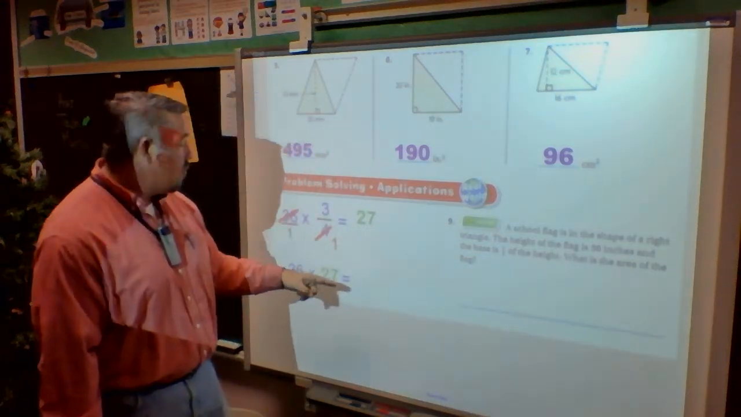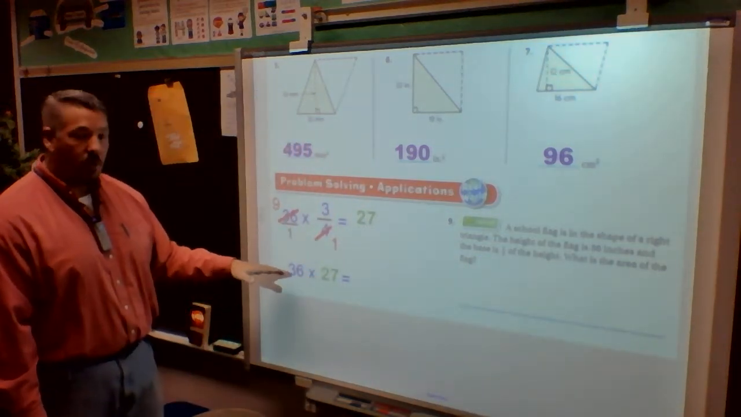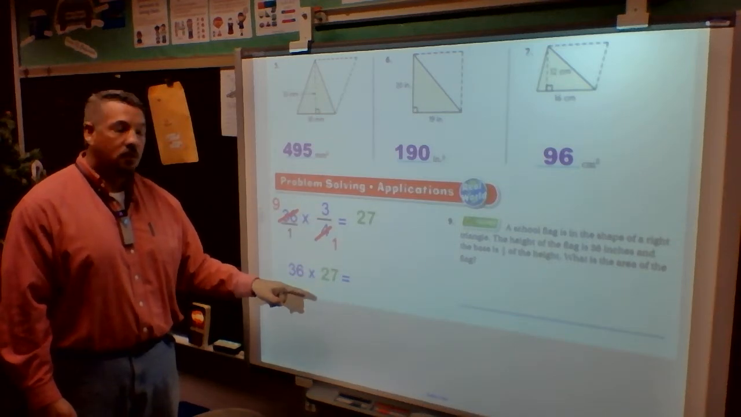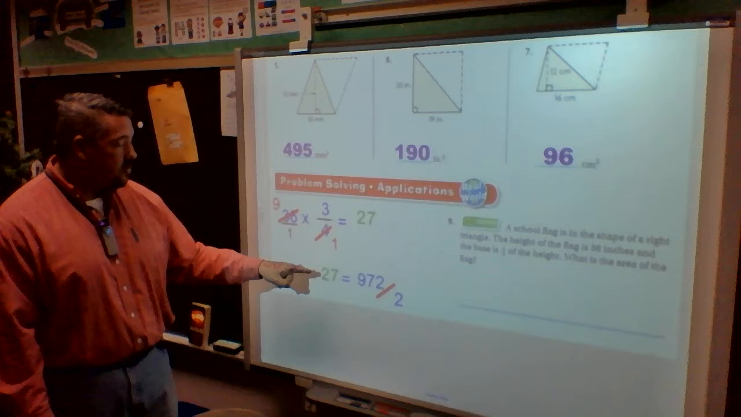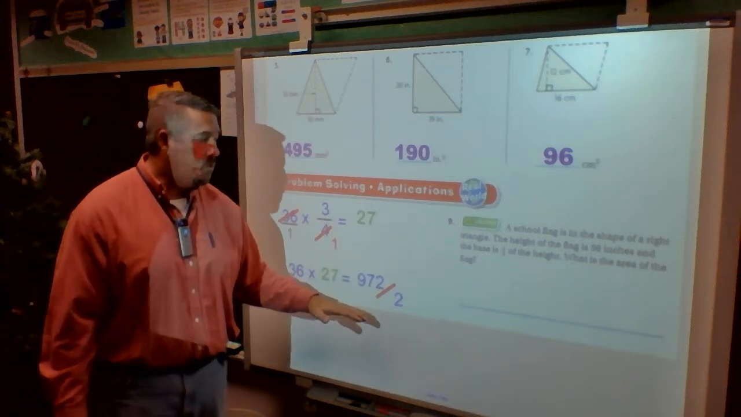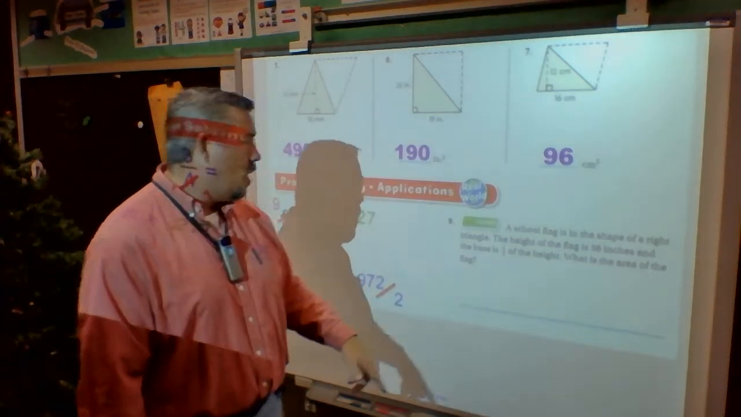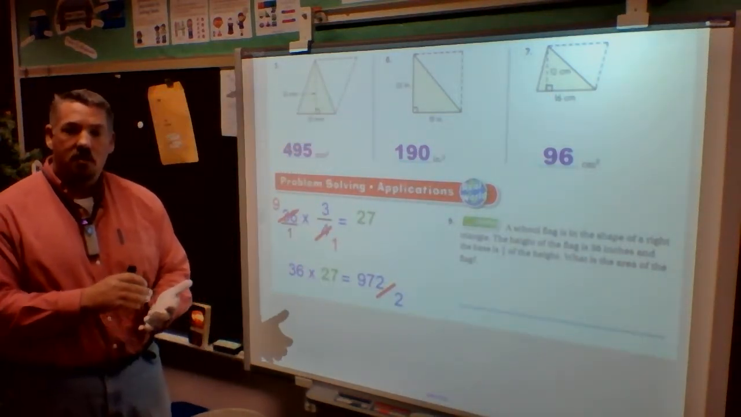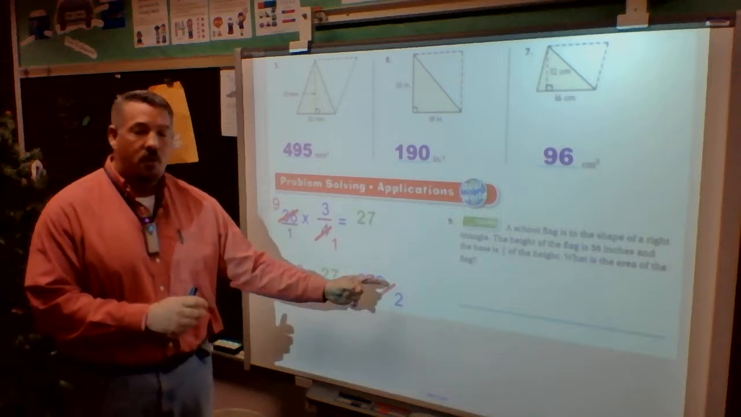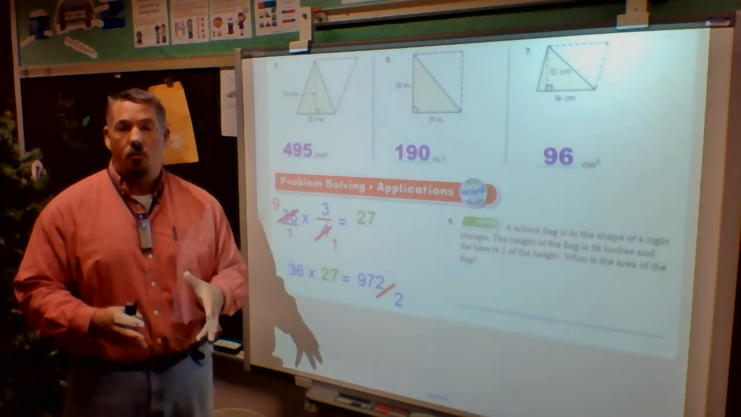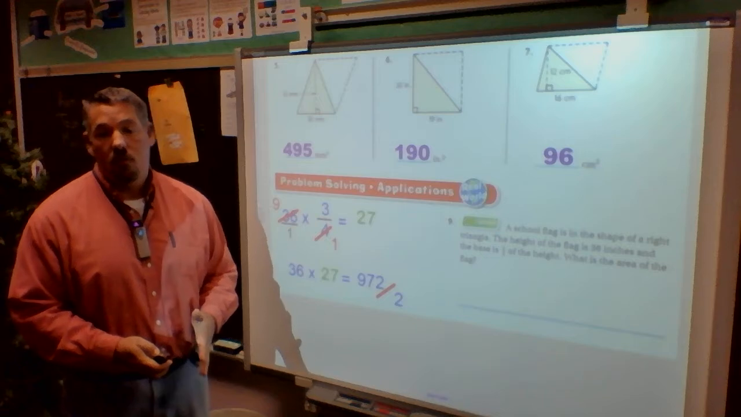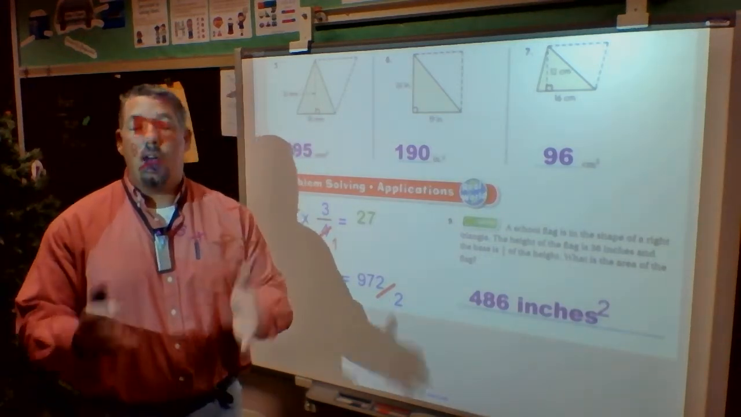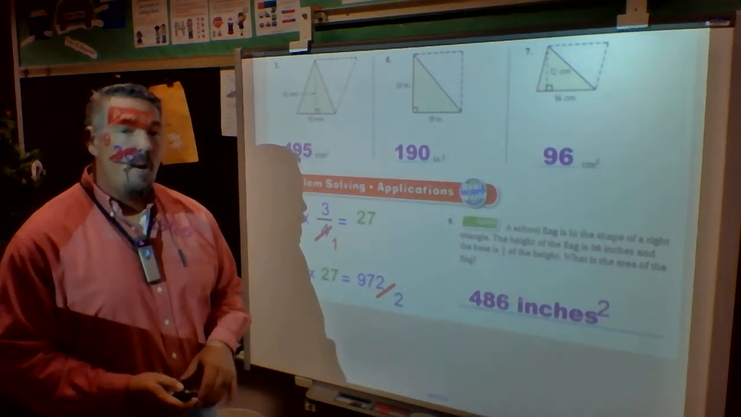And so I'm going to use my information. I'm going to use the 36 they've given me, and now I'm going to multiply it by 27. 36 times 27 gives me 972. We're talking about inches once again. So once I've multiplied the base and the height that I found, I'm going to divide by 2 because it says that it is a right triangle. 972 divided by 2 tells me that I have 486 square inches for the area of my flag.